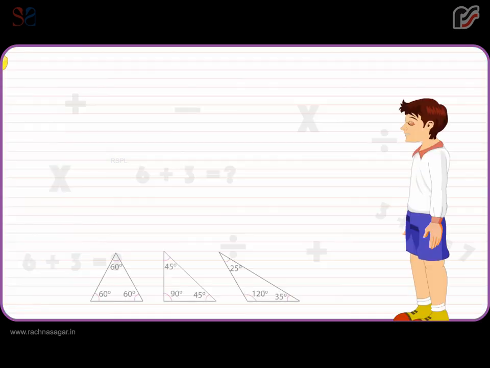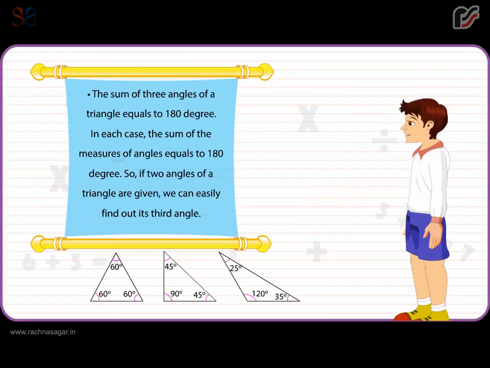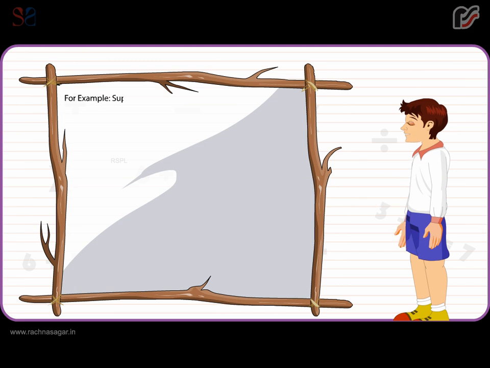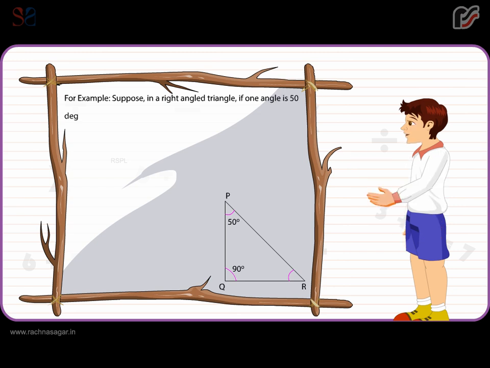The sum of the 3 angles of a triangle equals 180 degrees. In each case, the sum of the measures of angles equals 180 degrees. So, if 2 angles of a triangle are given, we can easily find out its third angle. For example, suppose in a right-angled triangle, one angle is 50 degrees; let's find its third angle.